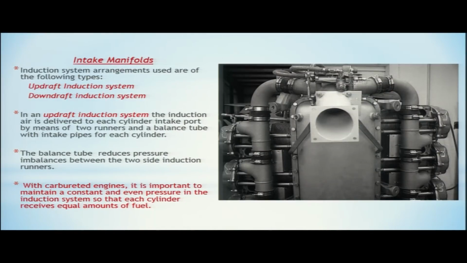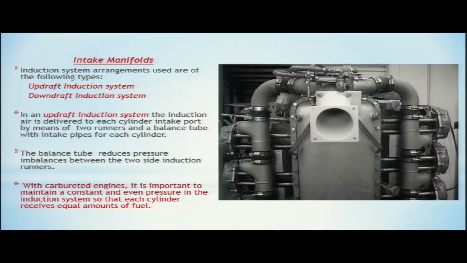In an updraft induction system, the induction air is delivered to each cylinder intake port by means of two runners and a balance tube with intake pipes for each cylinder. So here in this figure you can see, on the left side this is one runner, and on the right side this is another runner, and this tube which is connecting the left runner and the right runner is the balance tube. From the runners you can see there are intake pipes for each cylinder.